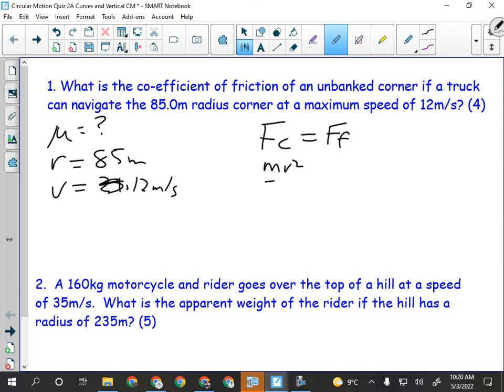So mv squared over r equals mu times m times g. I can just say the force of gravity because the surface is unbanked, and as a result, gravity and normal force are equal. So mass is going to cancel, and we're looking for mu. All we have to do is divide both sides by g, and mu equals v squared over r times g. So that'll be 12 squared divided by 85 times 9.81.